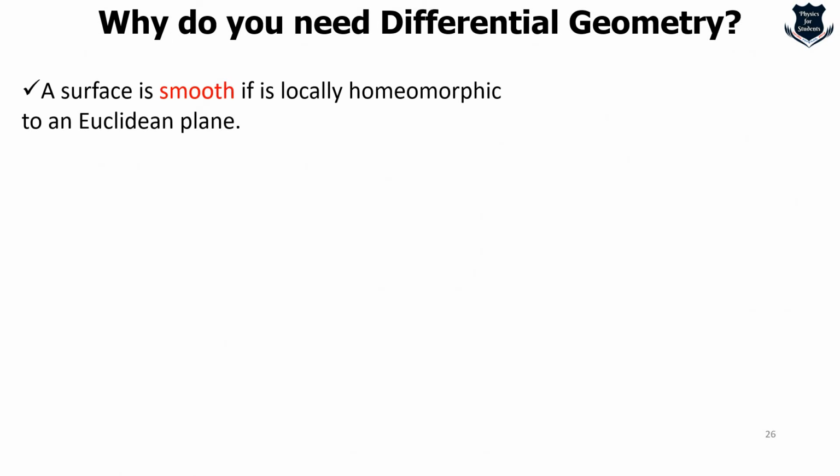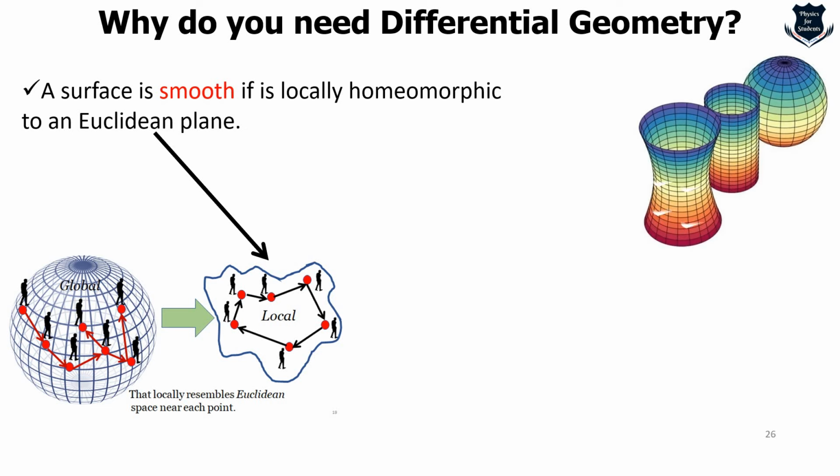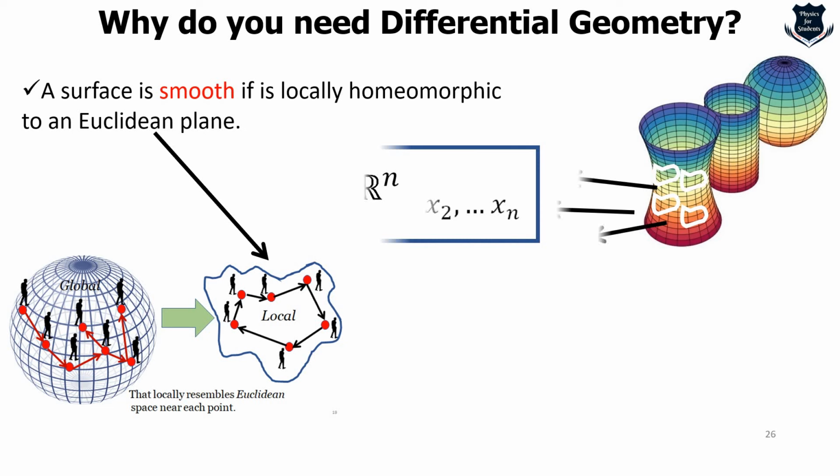Now the important feature is that a surface is smooth if it is locally homeomorphic to a Euclidean plane. What do I mean by homeomorphic? I will come to that part later. But understand this, that if this is what we saw, that from global we move into local and each point resembles a Euclidean plane, then from here all these white points, isn't it? We are using the calculus. What we can see, these are isomorphic.